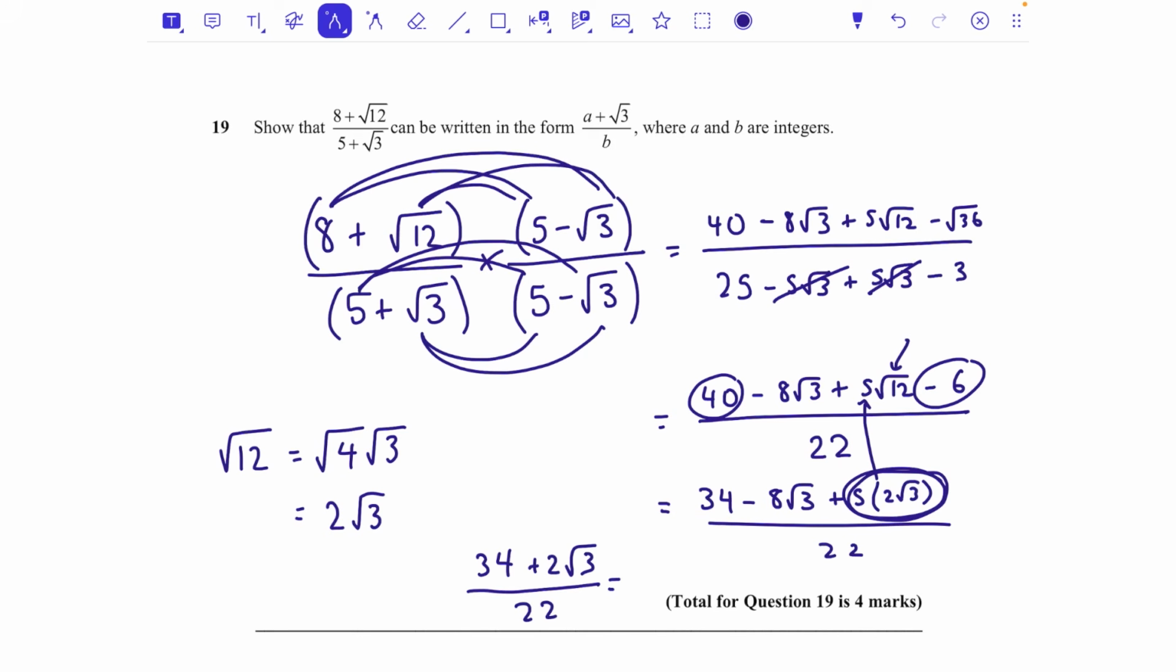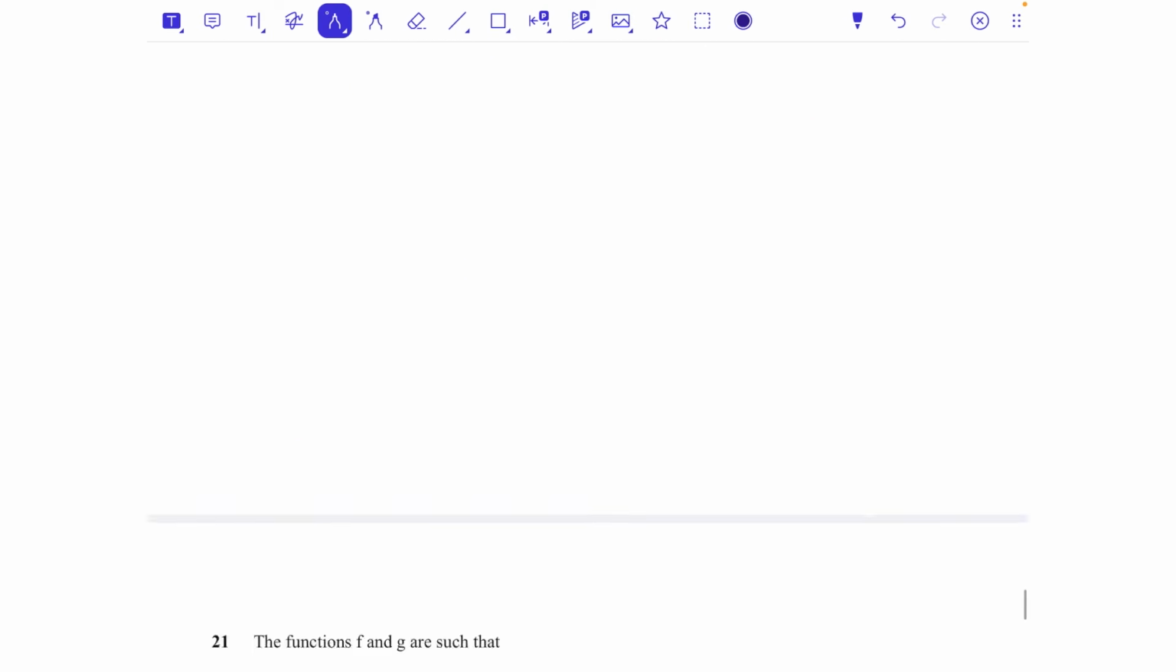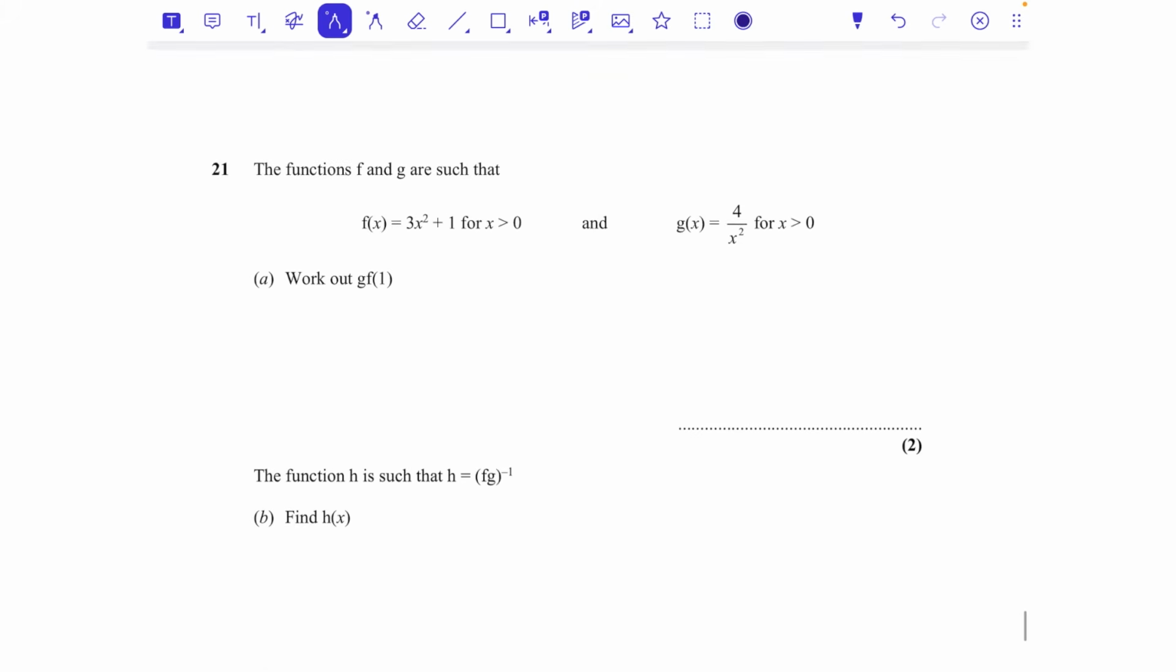Not my final answer, because everything is even. So I've got 17, add root 3 over 11. That's your final answer there. That's in the format they asked us for: 17, add root 3 over 11. Hopefully that makes sense. That's rationalizing surds. The harder version of that is what you were doing there.